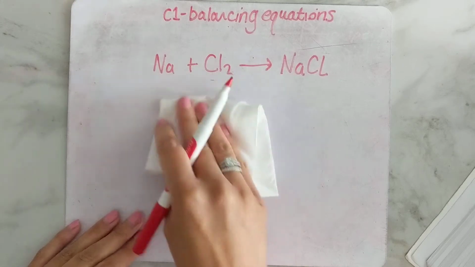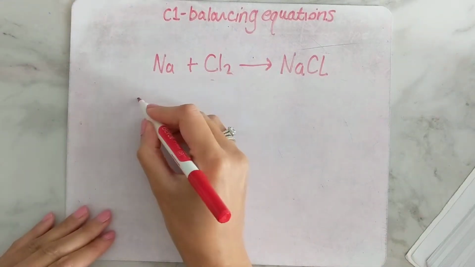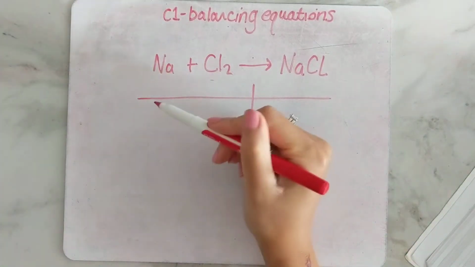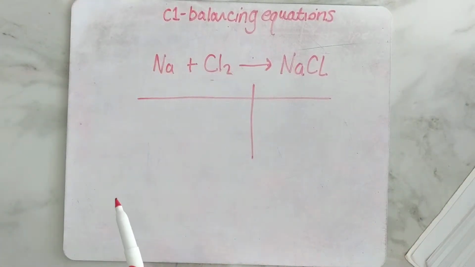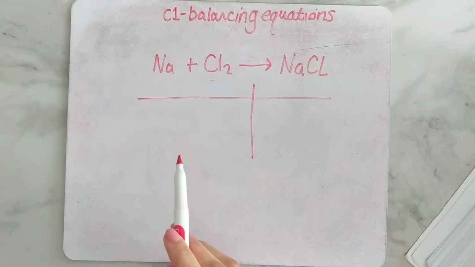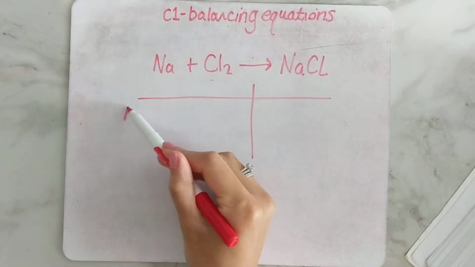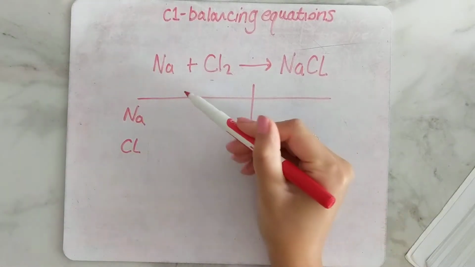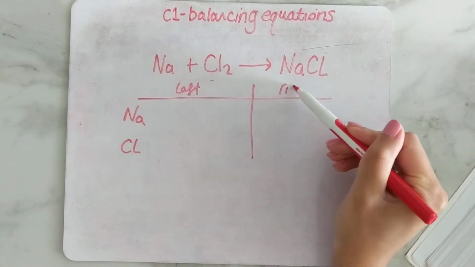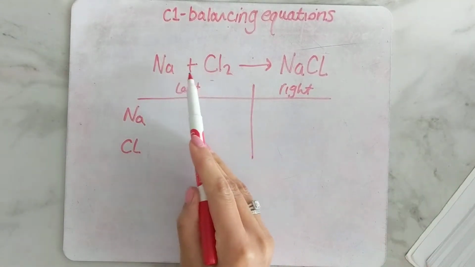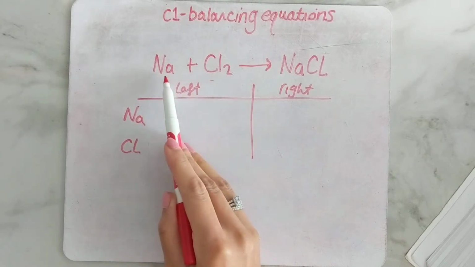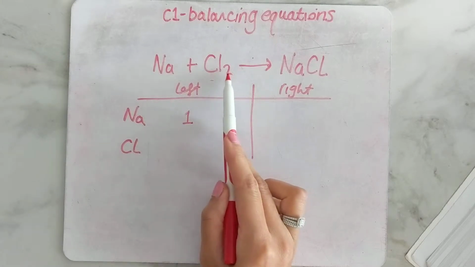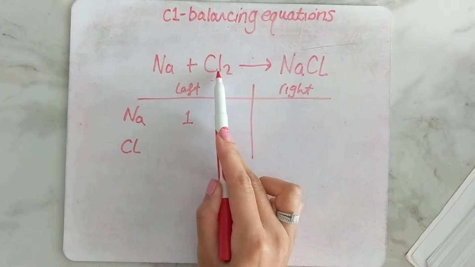Okay, let's start then. I am going to draw a little table because I just find this really helps me in order to balance them. So, first thing to do is actually write out all the elements that exist in this symbol equation. So we've got sodium, Na, and we've got Cl. Okay, so let's count left-hand side, right-hand side. So on the left of the arrow, how many sodiums do we have? We have just the 1. How many chlorines do we have? We have 2, because that little 2 means there's 2 chlorines.